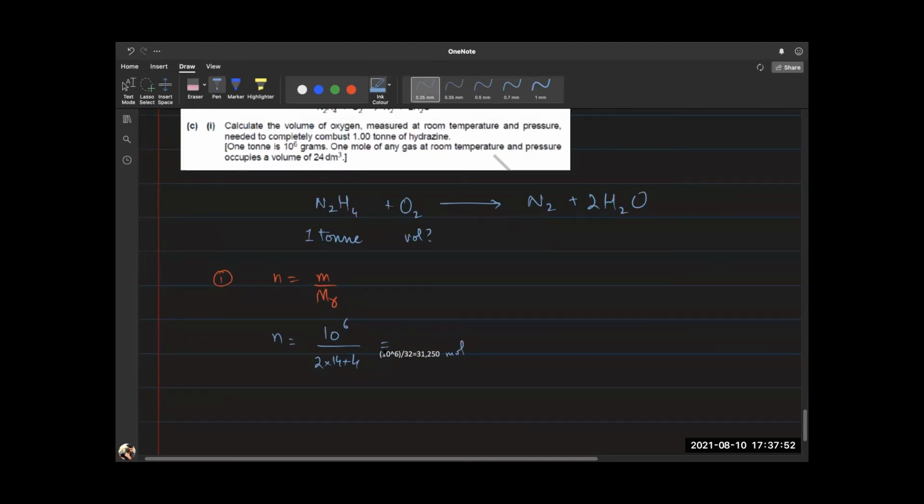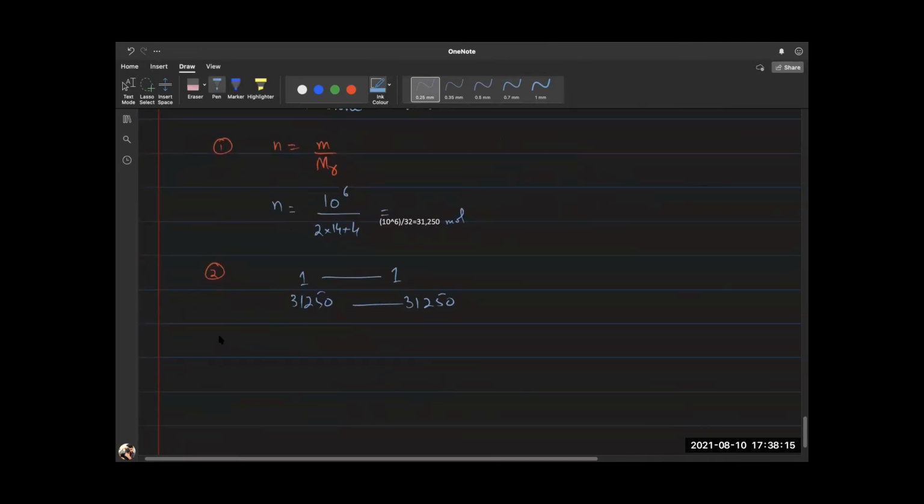अब आपको volume चाहिए दूसरे का. लेकिन the second step is always using the mole ratio. So 1 mole from the equation needs 1 mole of oxygen. So इसका मतलब है 31,250 will also need 31,250. ठीक है? So there you go. You have the same number of moles. अब हमें moles पता है. The traditional method requires us, the third step, to find whatever you're looking for.